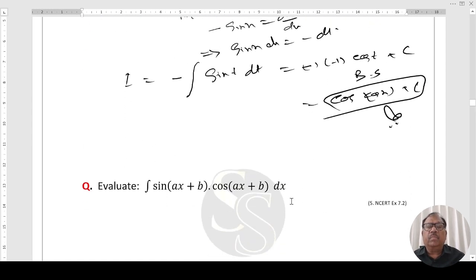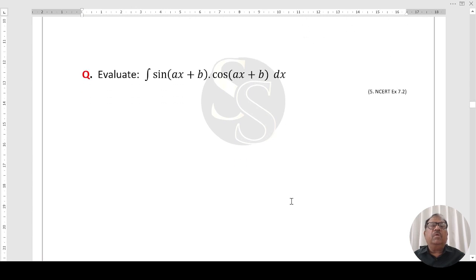Next question. Evaluate sin of ax plus b into cos of ax plus b. In this case, this is one function, this is another function. We have options: we can put the sin term equal to t or the cos term equal to t. If there is no option, we can put any one. If options are given, we have to move according to the options.